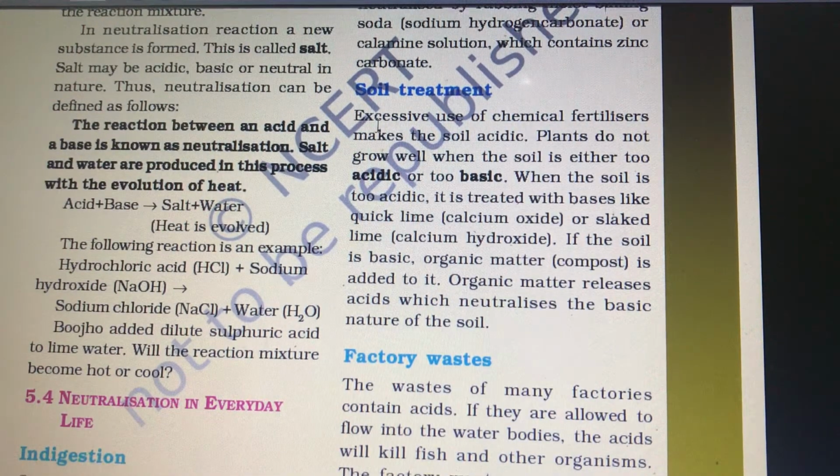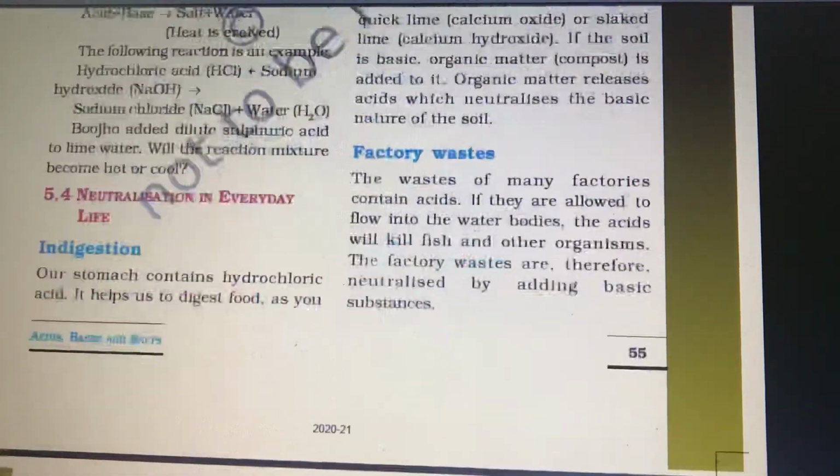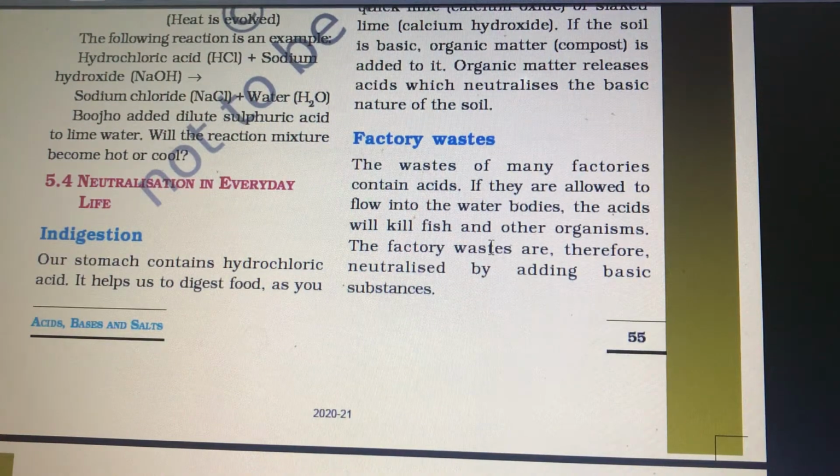Soil treatment. Farmers use a lot of chemical fertilizers in their soil. So plants cannot grow if the soil is excessively acidic or basic. When the soil is too acidic, it is treated with quicklime or calcium hydroxide, and if the soil is basic, organic matter compost is added to it. The organic matter will release acid and it will neutralize the basic nature of the soil. Then the last topic is factory waste. The waste of many factories contains acids. If it is allowed to go as it is into the water body, definitely it will harm the aquatic organisms. So therefore it is neutralized before adding into the water body.